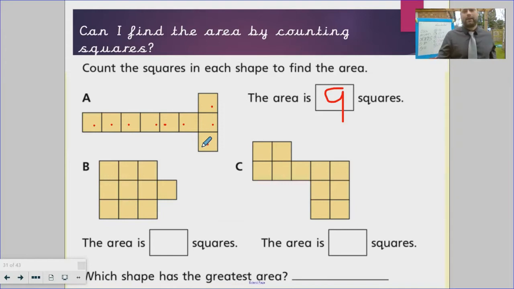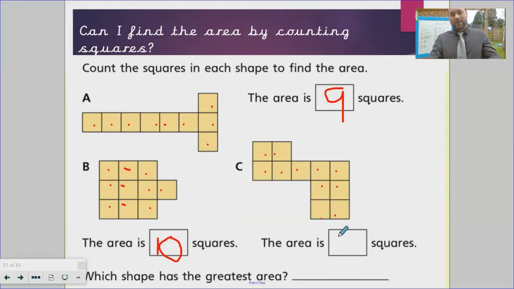Okay, welcome back. Hopefully you found that okay. So for B, we count the squares. We've got 1, 2, 3, 4, 5, 6, 7, 8, 9, 10. So this shape has an area of 10 squares. And here we've got 1, 2, 3, 4, 5, 6, 7, 8, 9, 10, 11. So this shape has an area of 11 squares. Well done if you got those two questions correct.